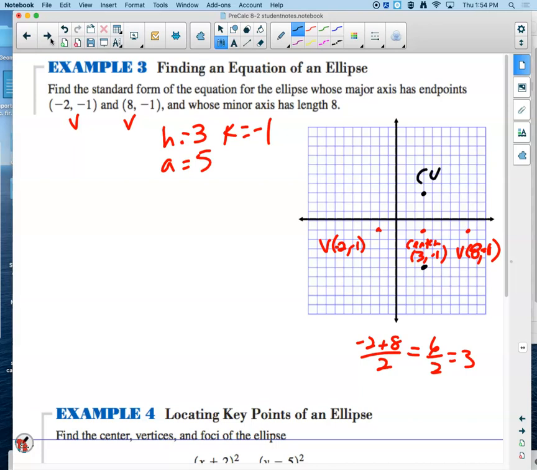And these are my covertices. So we are at 3, 3, and 3, -1, 2, 3, 4, 5. And of course, halfway between 3 and negative 5, we could take 3 plus negative 5, which is negative 2, divide it by 2, and we would get negative 1. So our center is exactly where it's supposed to be. Now, what this helps me know, and I did know it after we had the vertices up there, is that this is a horizontal ellipse.